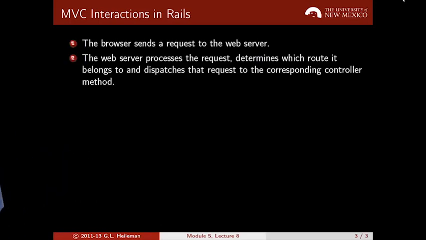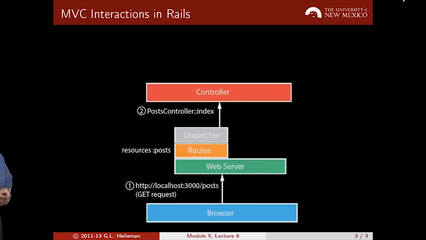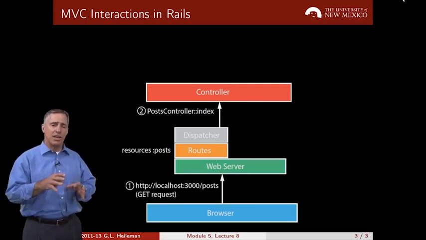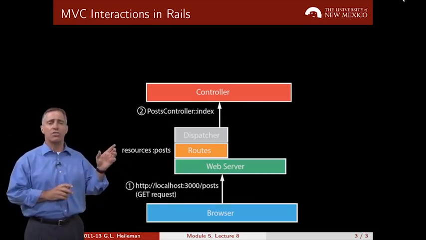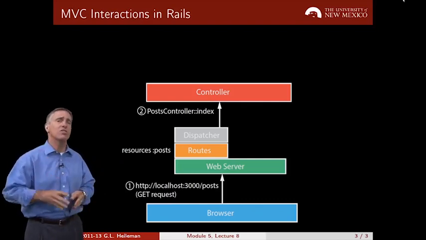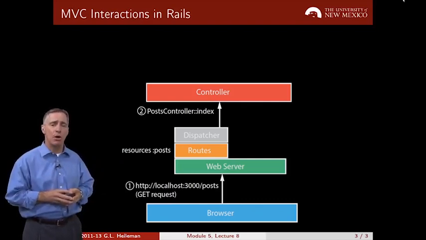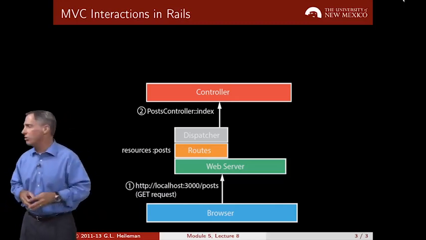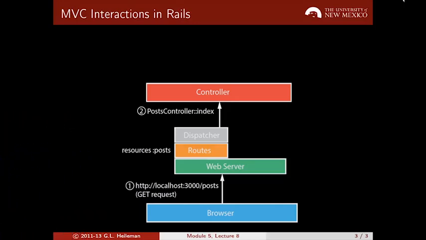Your web server takes a look at that and it processes that request. It determines which route it belongs to, and then it dispatches that request to the appropriate server method. So that's the next step I show here. Step 2. The web server looks at the routes that are available, and because we have resources posts, it knows that this is linked up to the index method in your post controller. And so the dispatcher here, as a second step, issues this to the controller, and now the controller has to look for this index method to see if it can execute it.